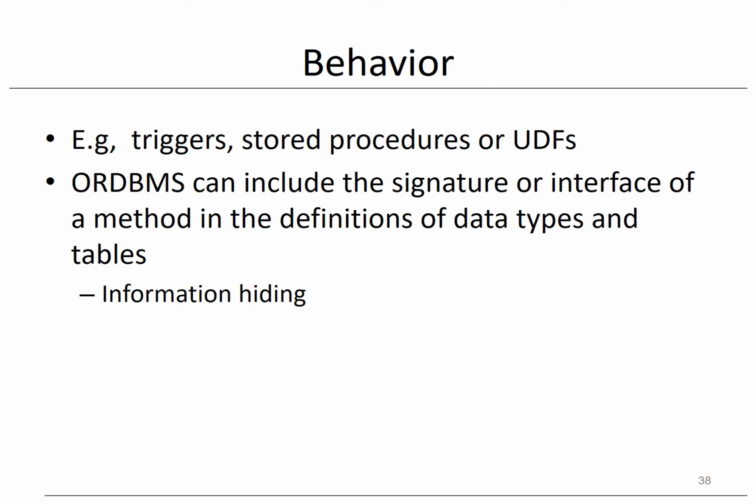An ORDBMS will also store behavior in the database. This can be done implicitly by defining triggers, stored procedures, or UDFs, as we discussed previously. More explicitly, an ORDBMS can include the signature or interface of a method in the definitions of data types and tables. Only this interface is made visible to the outside world. The implementation remains hidden, thereby enforcing the concept of information hiding. This behavior can then be considered as virtual columns in a table.